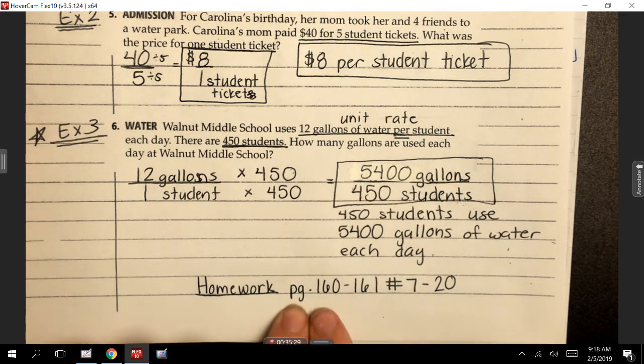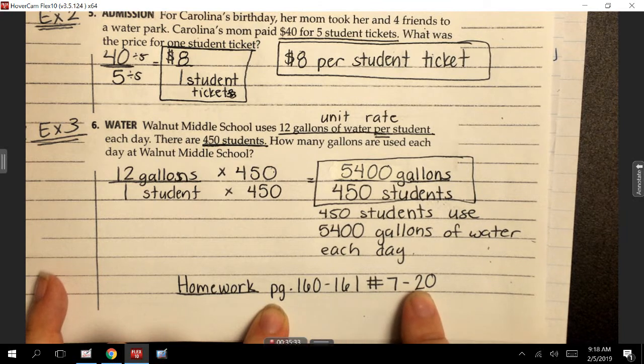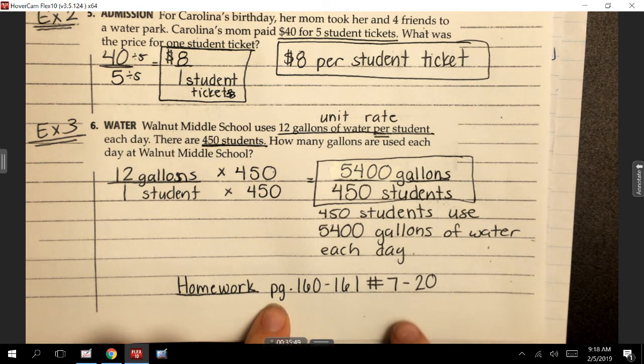So, guys, on the homework, it says page 160 to 161, 7 through 20. All right. So on our homework, where are you going to look when you get home? Where are you going to find that, Logan? On the math book. In the math book, guys. You have to use that orange math book.